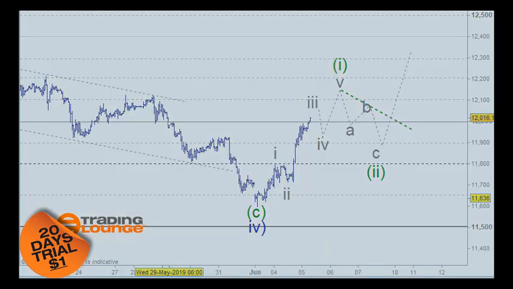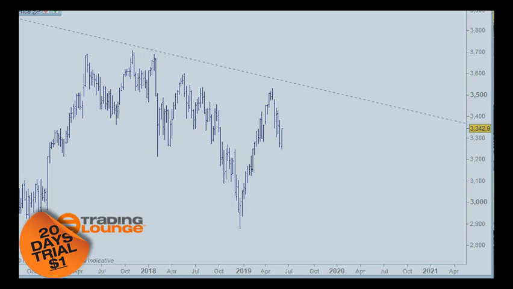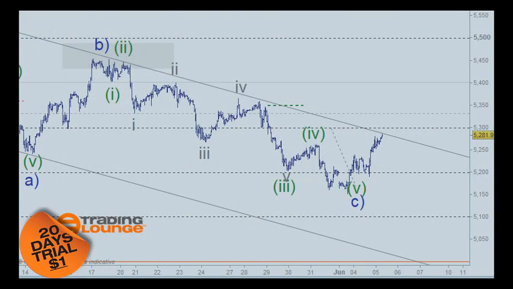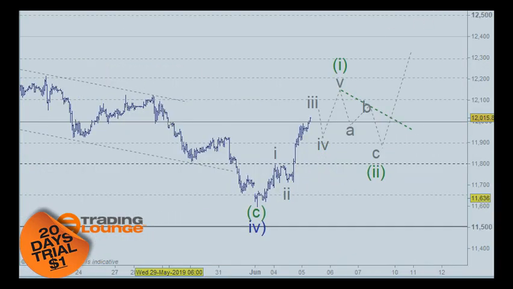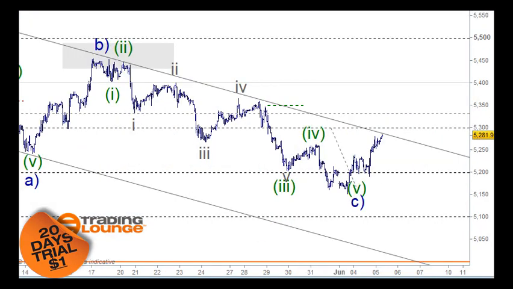So if we look at France, let's have a look at France. Should be much the same. France. So we've got the same thing here as well.